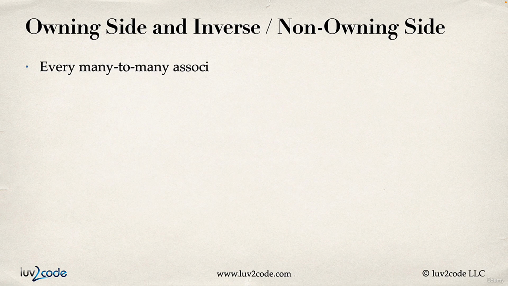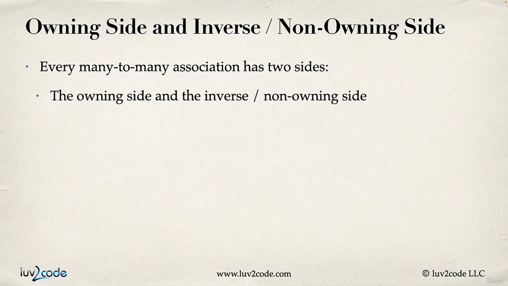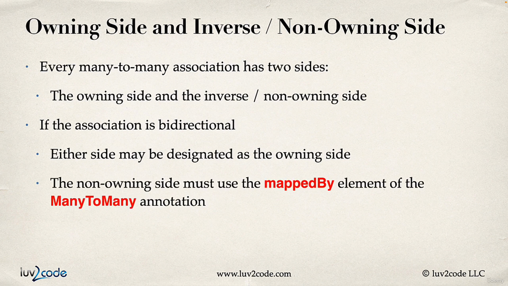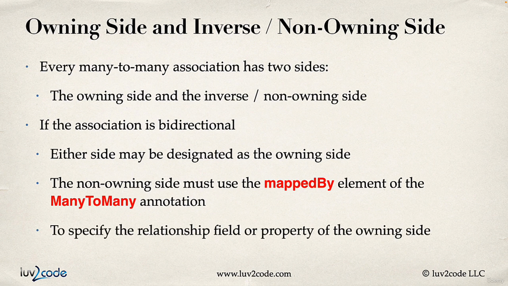Now, with every many-to-many association, you have two sides. We have the owning side and the inverse side that we just saw. It's also referred to as the non-owning side. If the association is bidirectional, either side may be designated as the owning side. The non-owning side must use the mappedBy element of the @ManyToMany annotation. And this is to specify the relationship field or the property of the owning side. So basically a way of tying it back to the owning side.